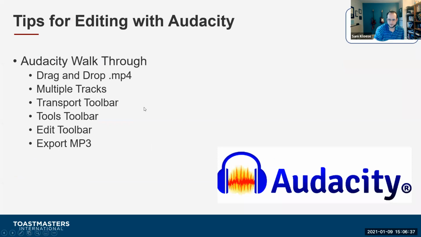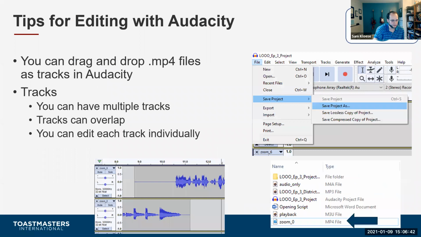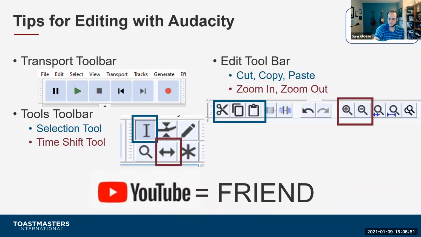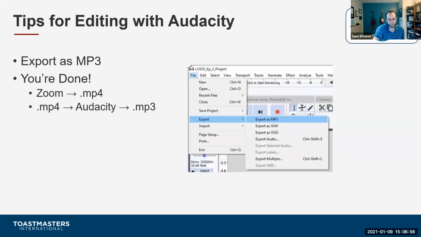And I've included in this presentation, which you can have a copy of later, some of the screenshots from what we've talked about already. So you can refer back to this presentation later. So we talked about tracks, dragging and dropping, moving them around. We talked about three of the basic toolbars and the most important functions. So to summarize my technical tips, again, I'm using Zoom to create video MP4 files. I take those, bring them into Audacity, do a little bit of editing, and then I export as MP3s.